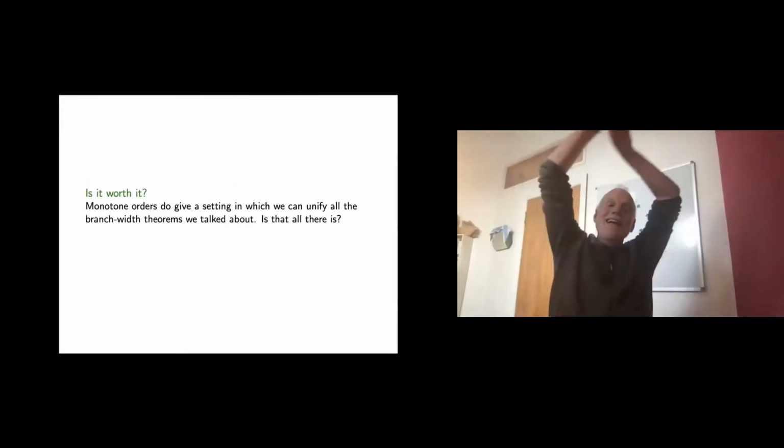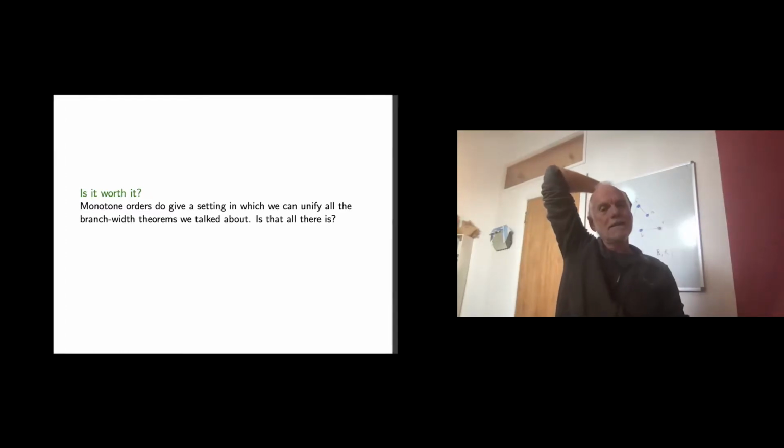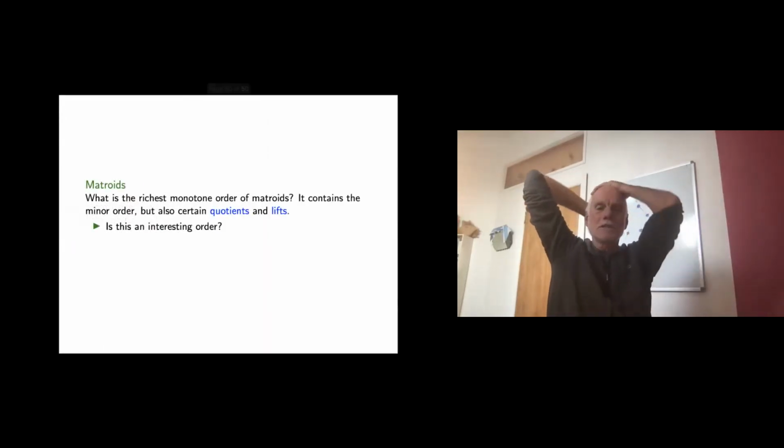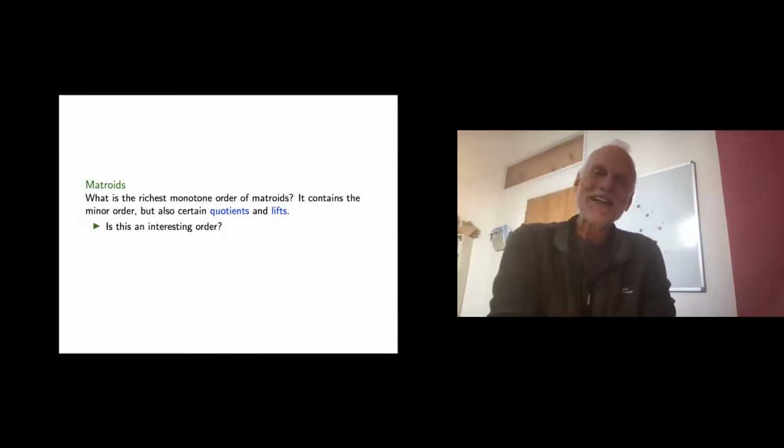But again, is it worth it? Is it worth doing all of that? Because it was quite a lot of work doing the general theorem, and you probably haven't saved yourself any work, probably not at all. But somehow I sort of think it is. It gives you a somewhat different way of thinking about these minor orders. And it leads to some questions that you might ask. For example, Peter, you could ask, what's the richest monotone order of matroids?